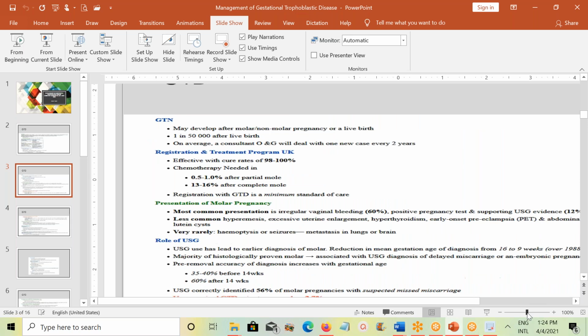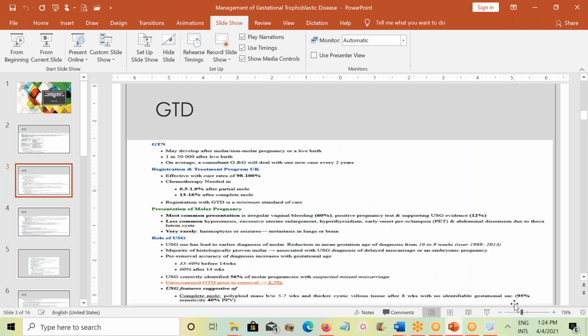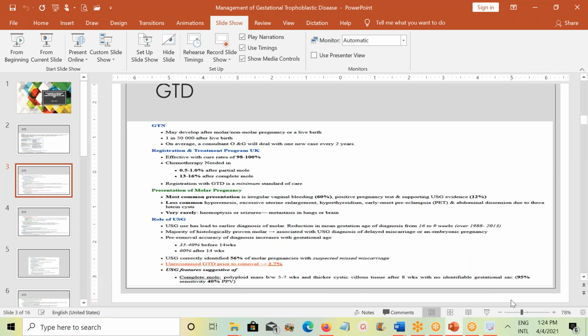So it is very important to register these patients with the specialist center. Why? Because here they can be cared for better. Registration is required as a minimum. Why registration? Because we don't know exactly what the outcome of the patient will be, so we need to be very careful.